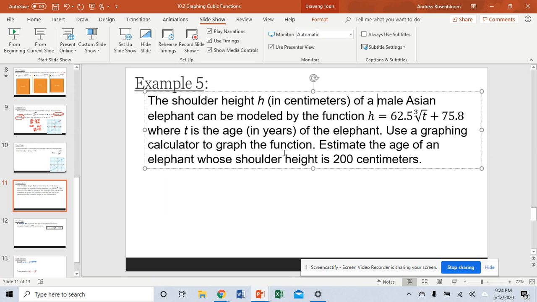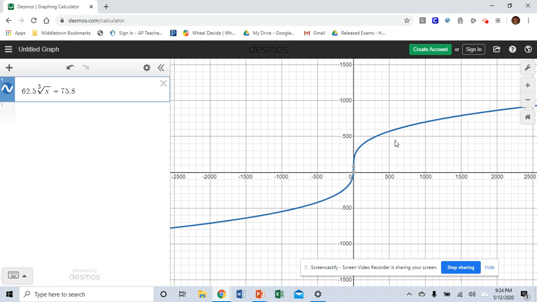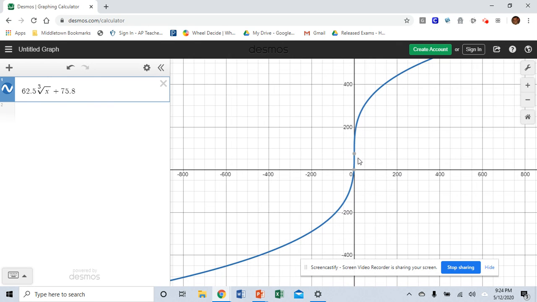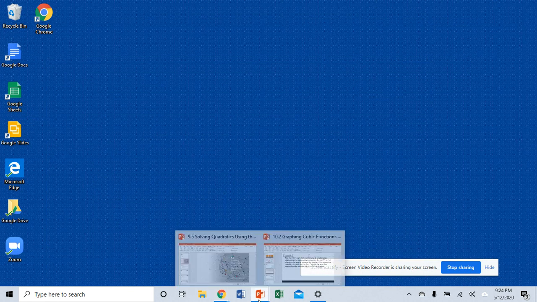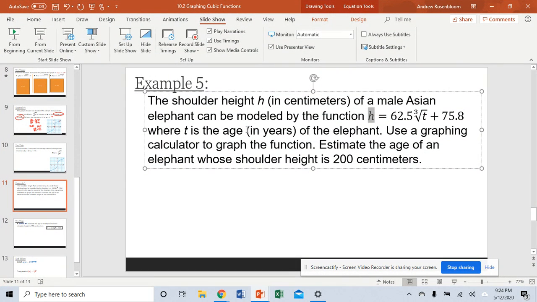It's saying estimate the age of an elephant whose shoulder height is 200 centimeters. So we're looking at the shoulder height, and shoulder height represents my y value here. So I have to find a y value of 200. When I look at a y value of 200, by looking at my graph, it looks like at 8, we have 200.8. So it looks like it's roughly about 8. And t represents the age, so 8 years old. So it's approximately 8 years old for an elephant whose shoulder height is 200 centimeters. And again, we can just use Desmos to find that value and look at the graph.